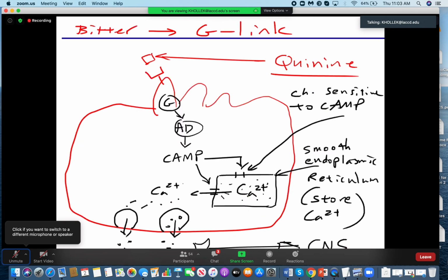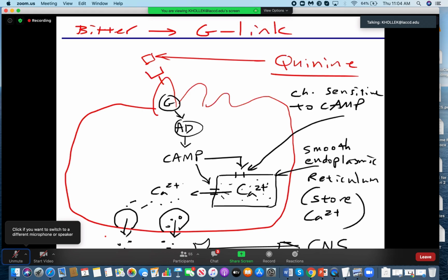Next up, we got the bitter taste. Bitter taste is usually because of a different molecule. Quinine is one of those. If you have some quinine, you'll taste the bitter taste. Certain alcohols, not only do they have sweetness, but they also have a bitter taste to them.